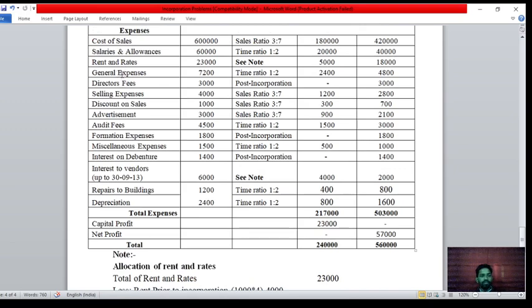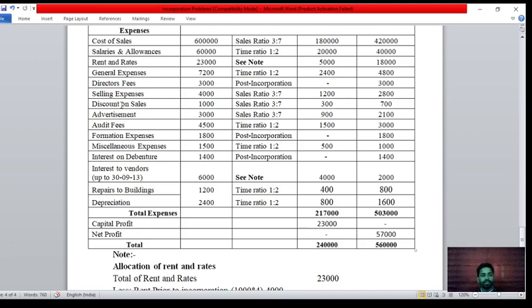Okay, so next one is general expenses, 7,200, under the time ratio. So 7,200 into 1 divided by 3 will be 2,400 for the pre-incorporation and 4,800 for the post-incorporation. Director's fees are specific expenses, so we directly transfer them to the post-incorporation. Next, selling expenses, this 4,000 we have to divide under the sales ratio 3:7.